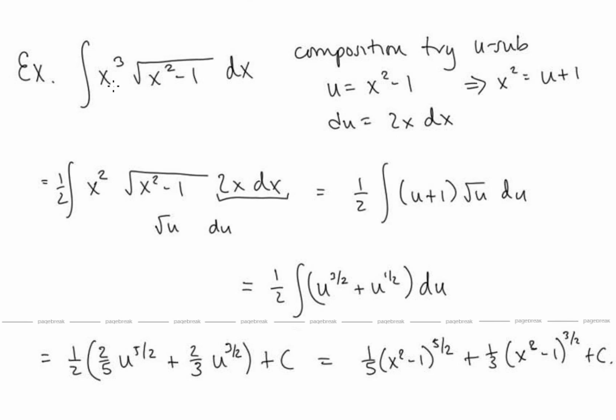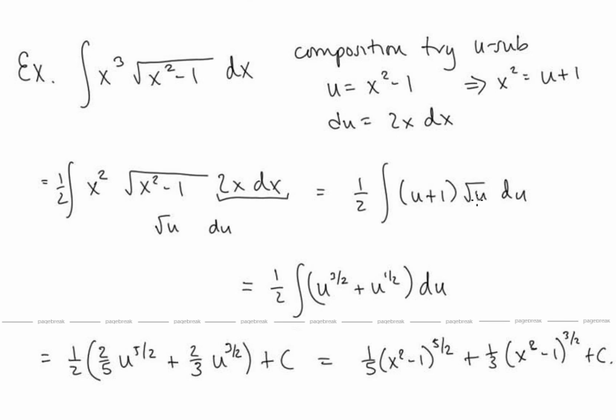So I'm going to pull off one of those copies of x and bring it over here. I'm going to multiply in the 2 that we need, and so multiply by the 1/2 on the outside. And now we're here. Here we have a radical u, here we have du, and here we have x squared, but we know that x squared is going to be u plus 1. So here's a u plus 1, radical u, du, with a 1/2 on the outside.